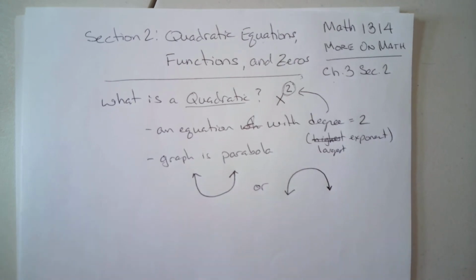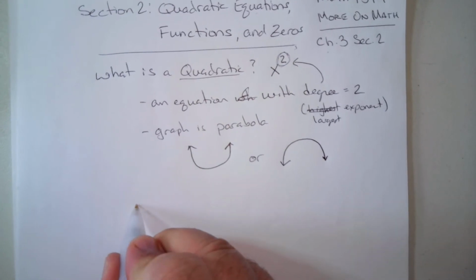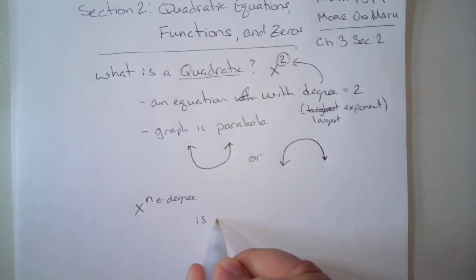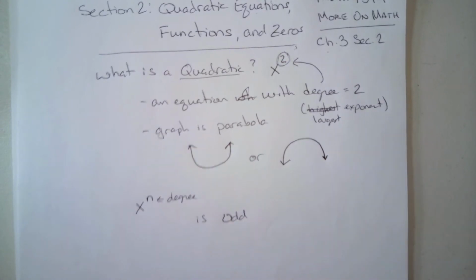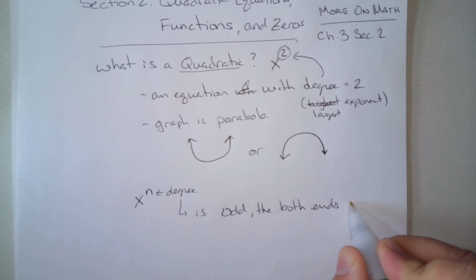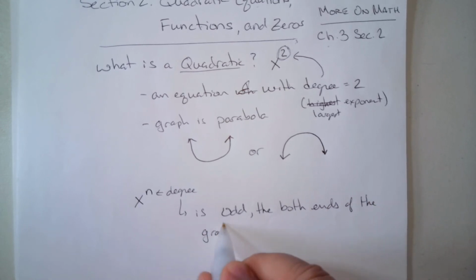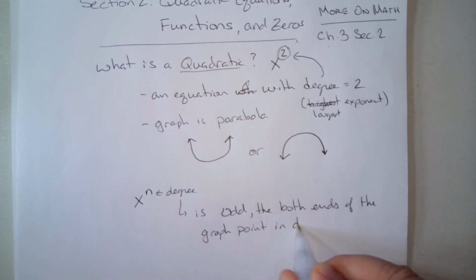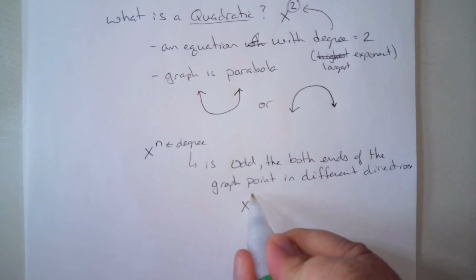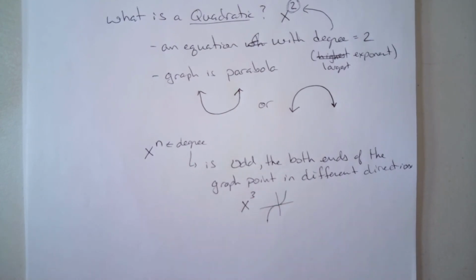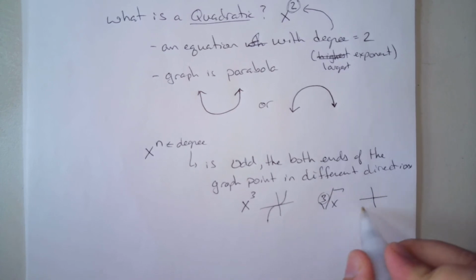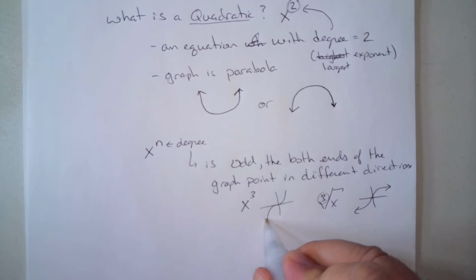We know it looks like that because earlier, in an early video, we talked about if the degree is odd, then both ends of the graph point in different directions. For example, an x cubed function, the graph looks like that. Even the cube root function, this is an odd number, the graph looks like this. The ends go different directions.